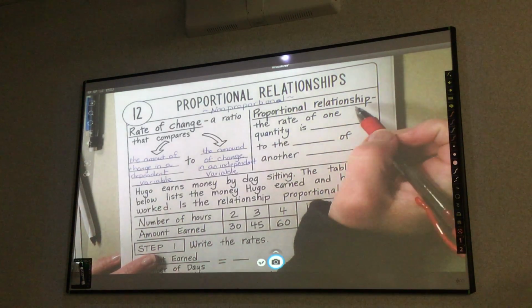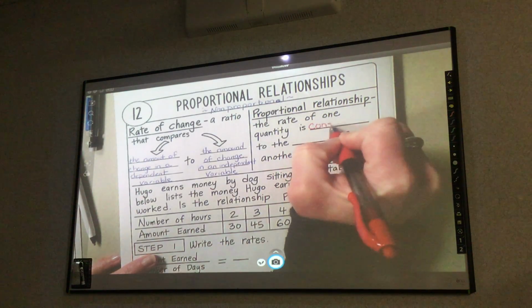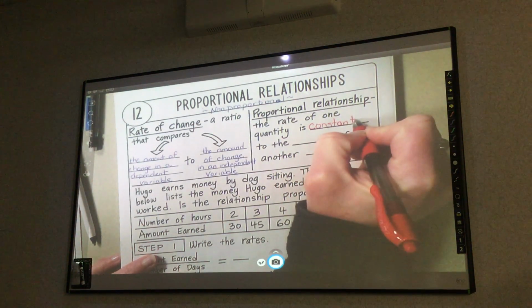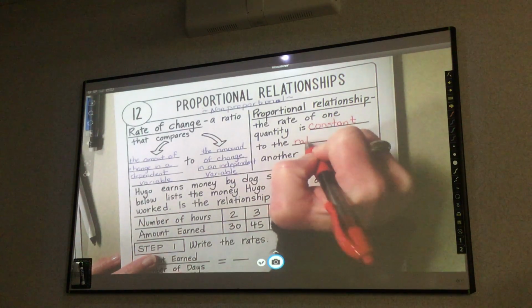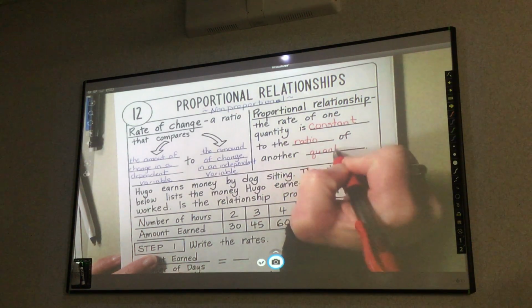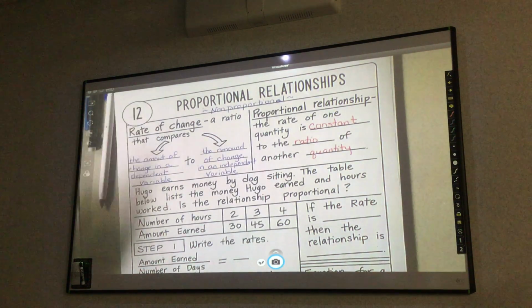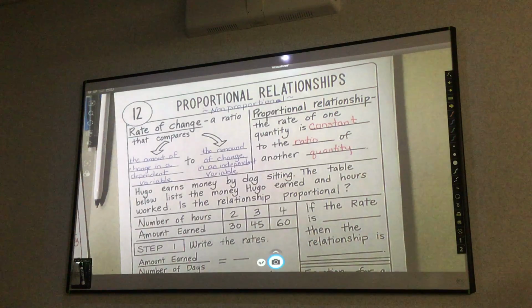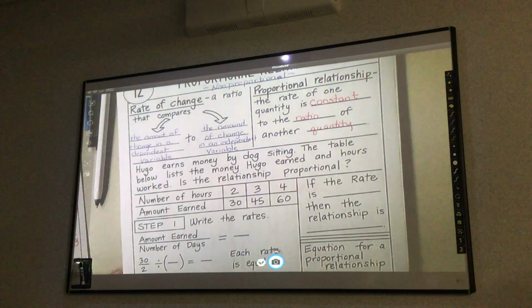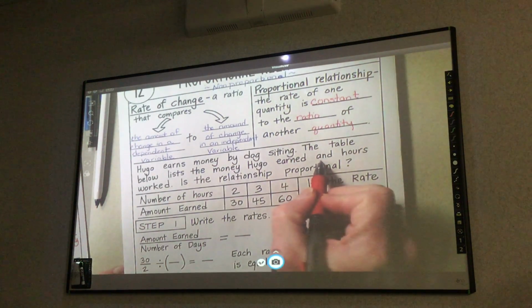Proportional relationship means the rate of one quantity is constant, means the same, to the ratio of another quantity. So for example, it says Hugo earns money by dog sitting. The table below lists the money Hugo earns and hours worked. Is this relationship proportional? I want you to put a box around that.